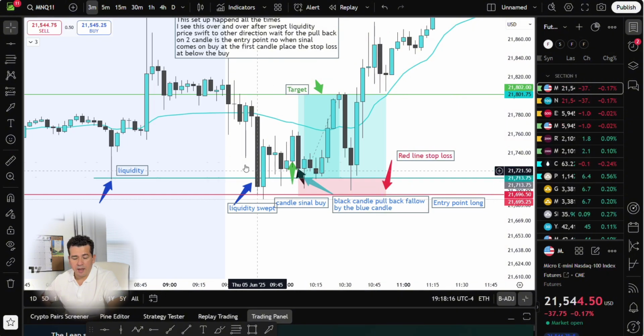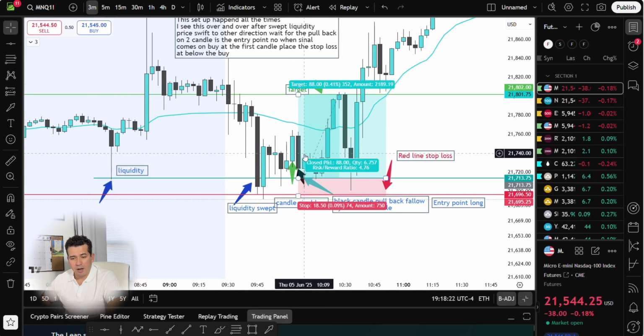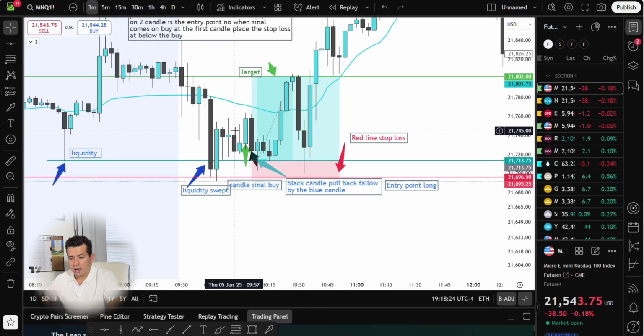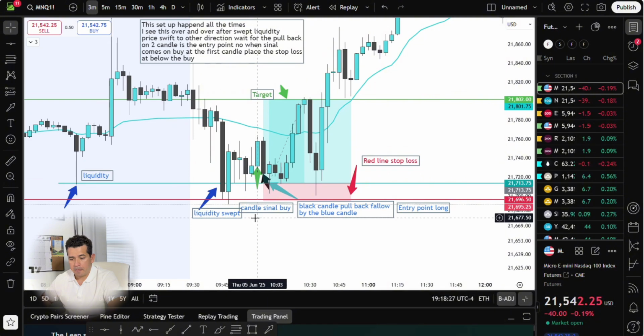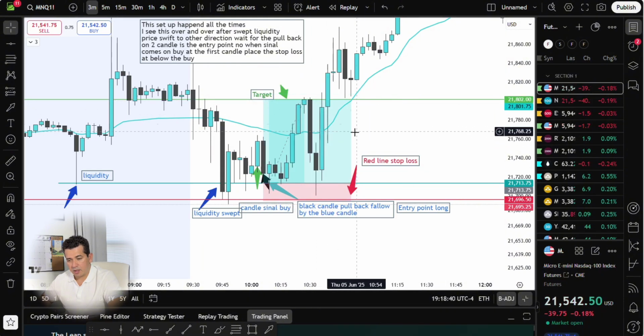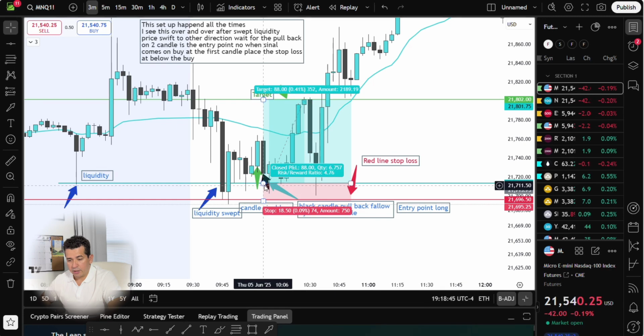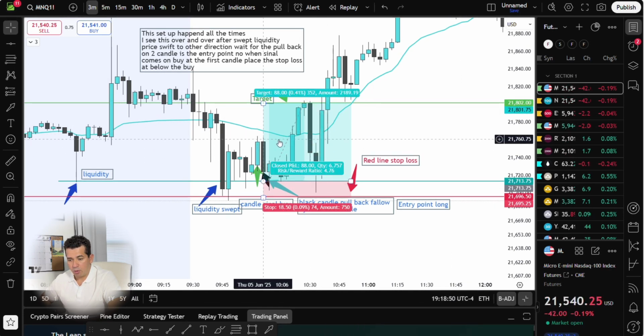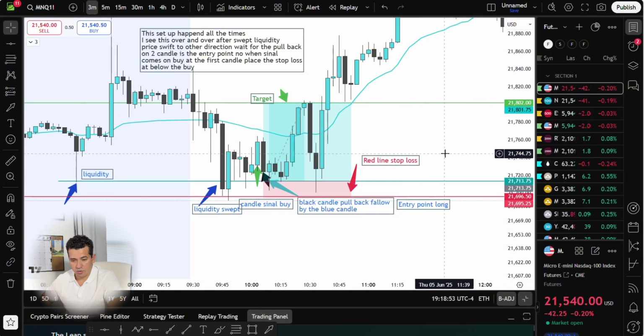I have an indicator that says buy, but I don't use it much. Here and there I use it, but as you can see, the liquidity swap: black candle pullback followed by the blue, which is this one here, comes all the way down here, and you put the stop loss right there. Even this could be a good entry as well. This happens all the time, two entry points right here, but I waited for more confirmation, waited for this pullback, and I went long right here and took the trade.